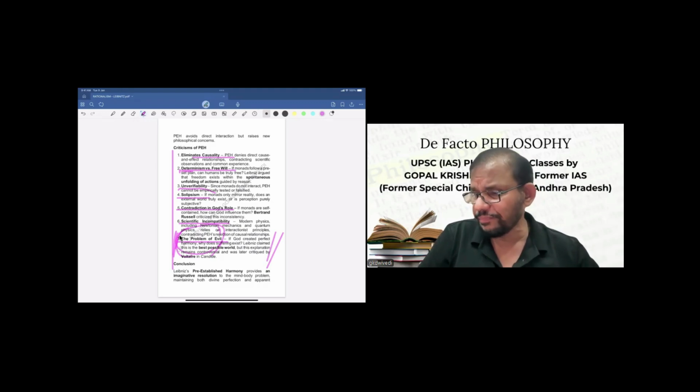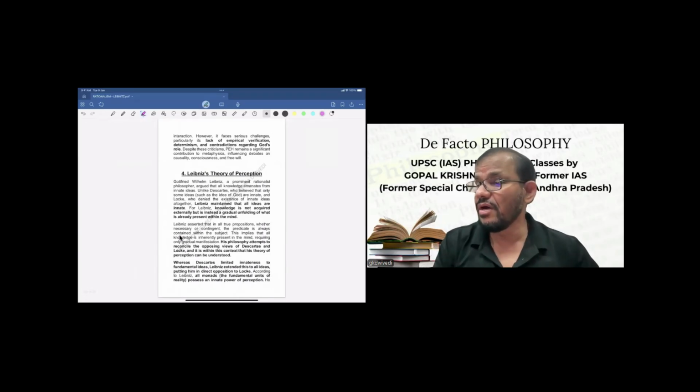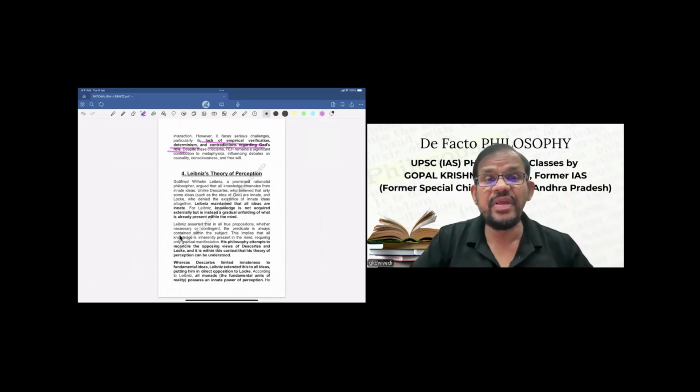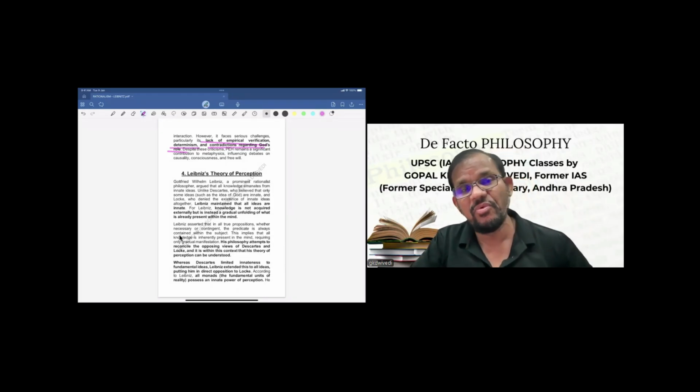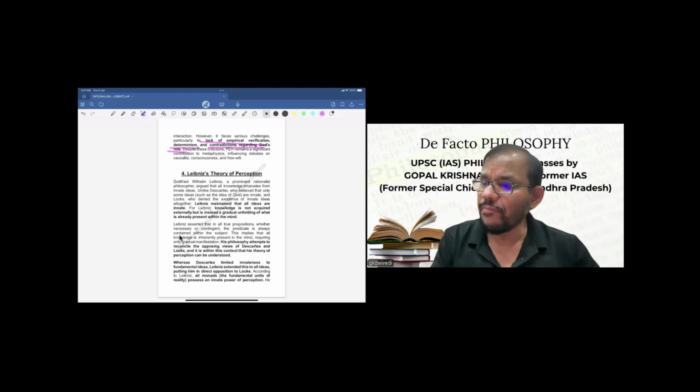So in conclusion, pre-established harmony is definitely an imaginative solution, but it is not very sound, because it lacks empirical verification. It leads to determinism, and it contradicts God's own nature and role, because, as I have already said, God being a monad, on the one hand Leibniz says that one monad is not affecting another, on the other hand he says that God, being a monad, is able to pre-establish harmony in all the other monads.